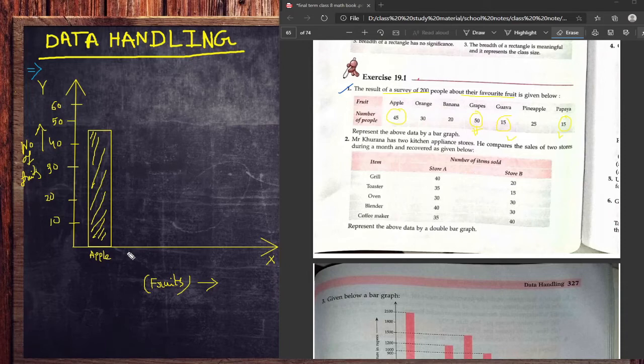Coming to the second one, oranges. How many oranges are there? 30. We have to check up to this one, it is 30. So we have to draw the bar up to 30. Where's the bar option? Yeah, I got that. We are starting from here and finally here. This is how you have to finish for all the given values.